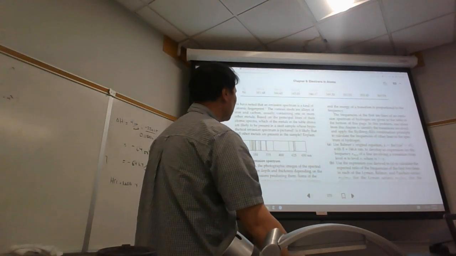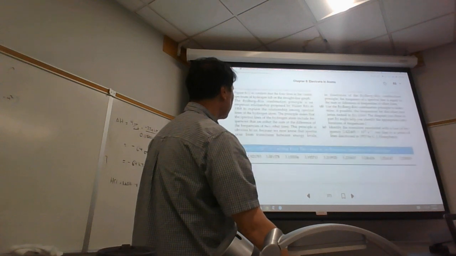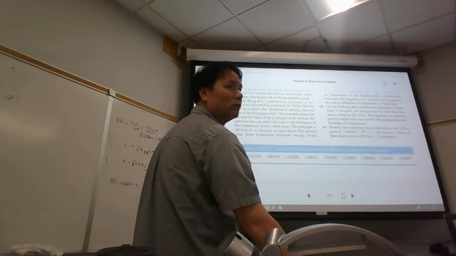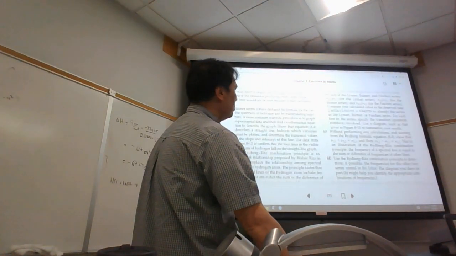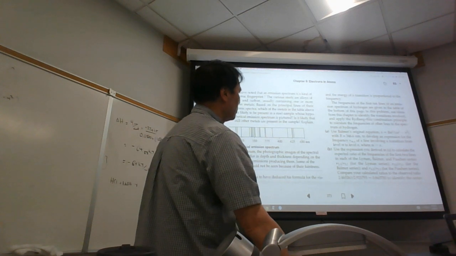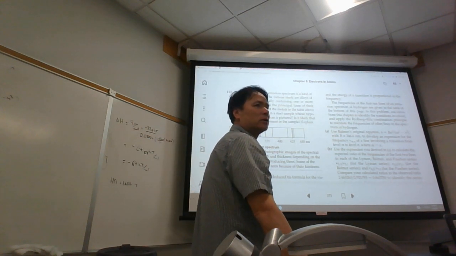Once we have that, then we could use that equation to try to predict these lines here and then figure out what those transitions are. Does that kind of answer the question?